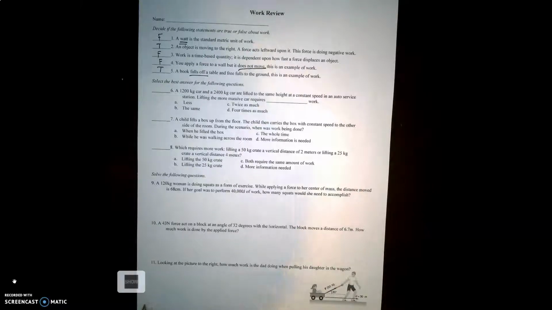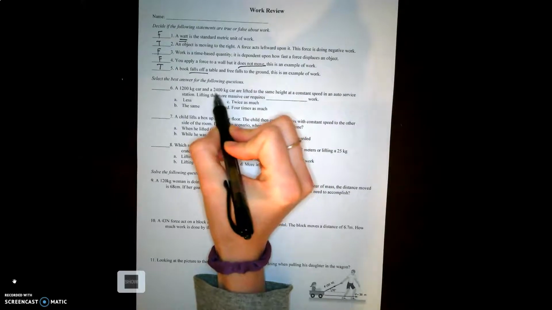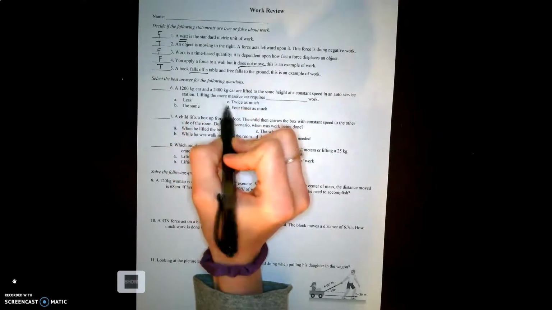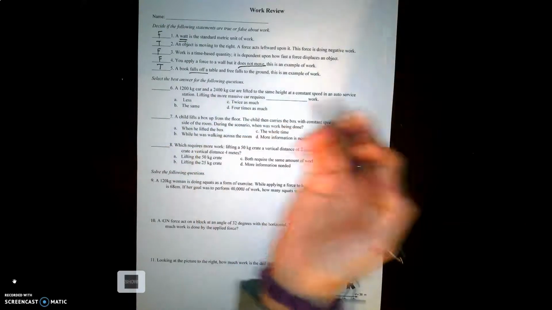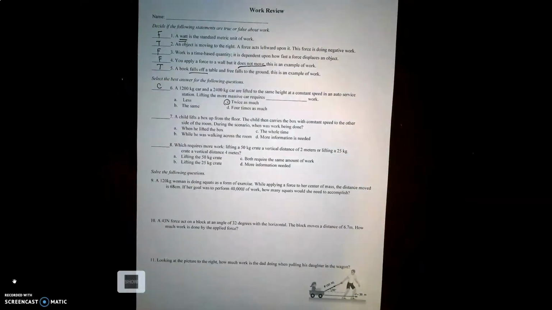A 1,200 kilogram car and a 2,400 kilogram car are lifted to the same height at a constant speed in a service station. Lifting the more massive car requires blank amount of work. The more massive car is the 2,400 kilogram car, and it is double the mass. So if it's double the mass, that means it's going to be twice as much force, which means it takes twice as much work to lift.